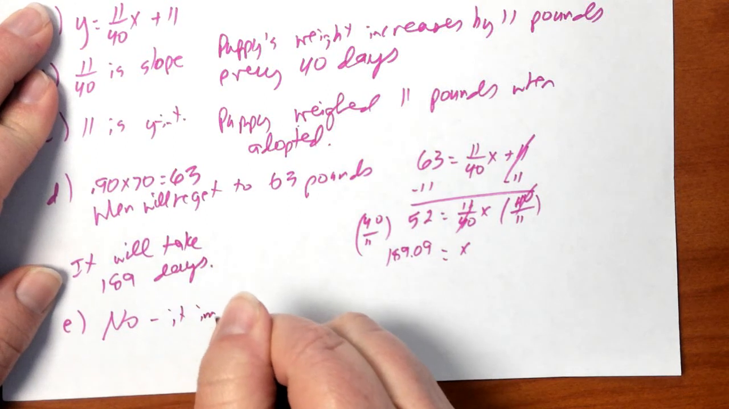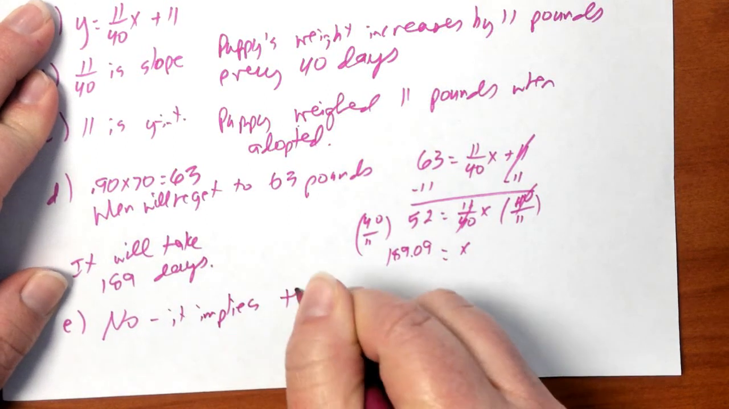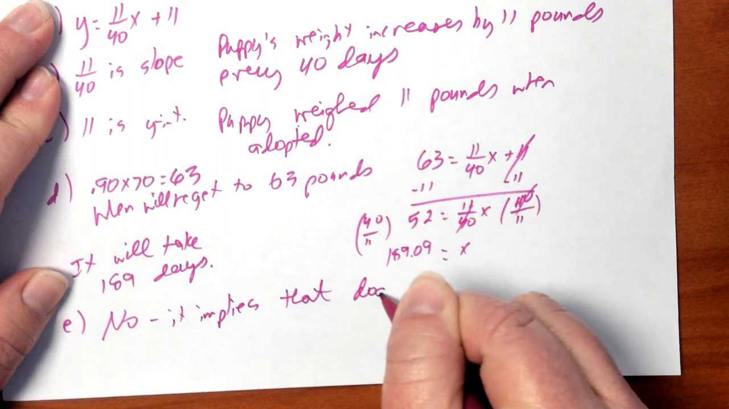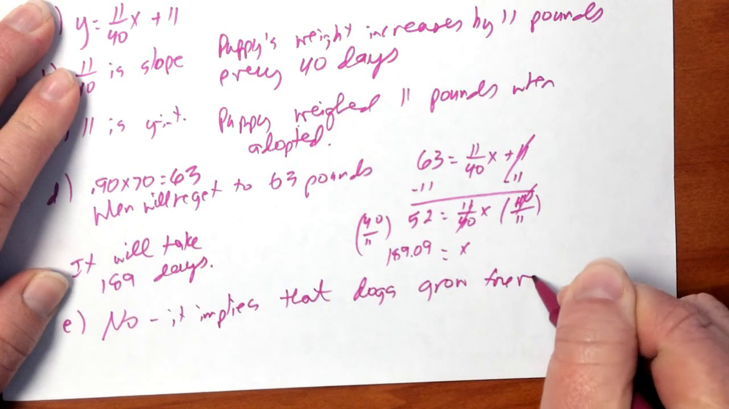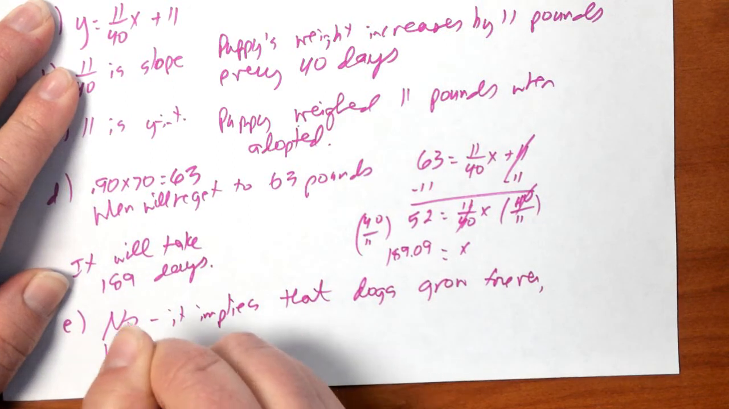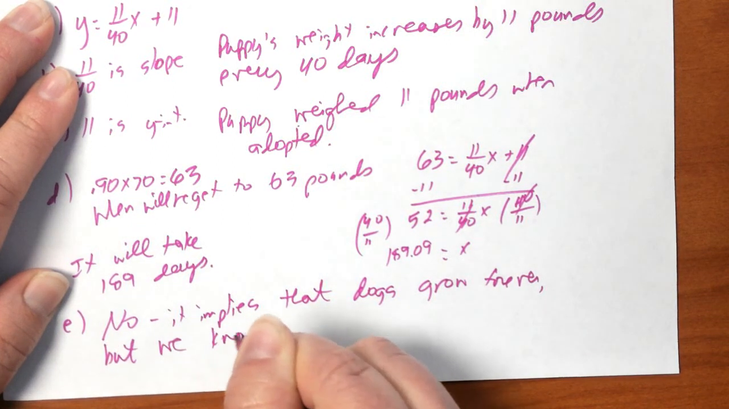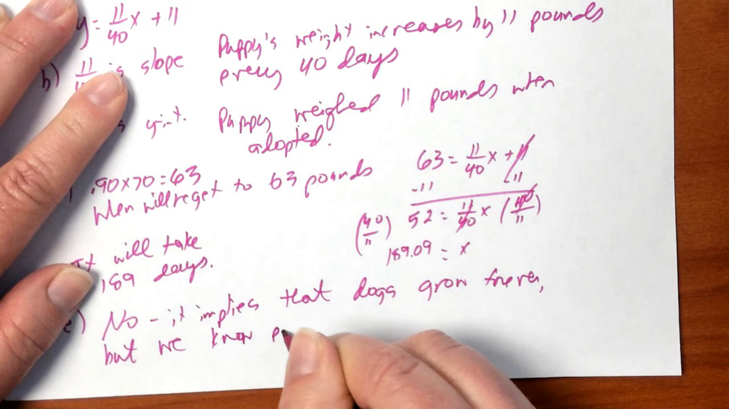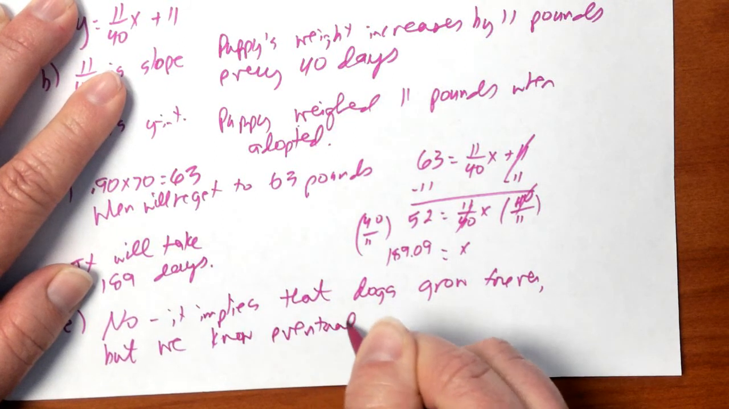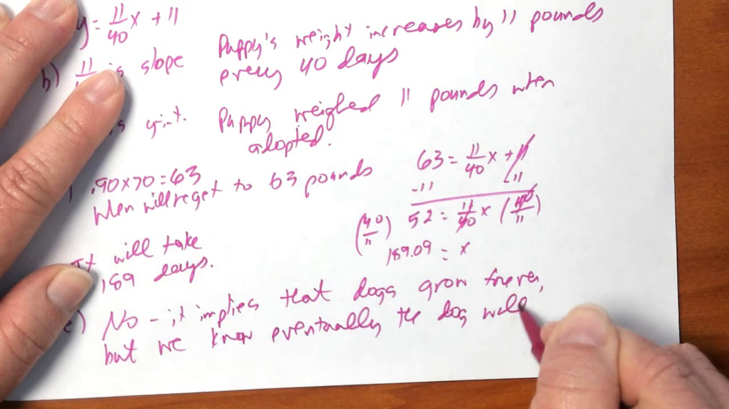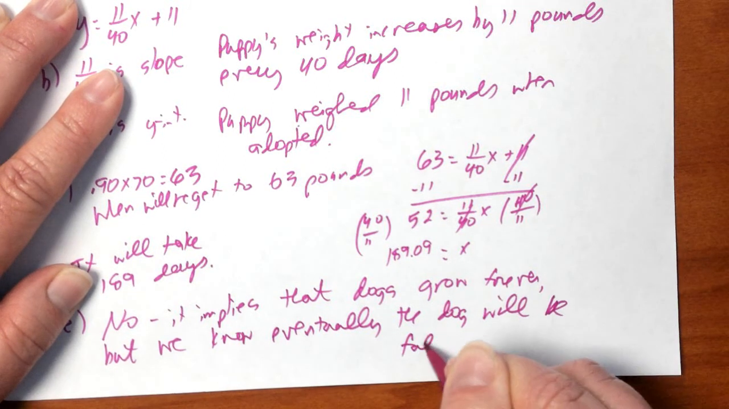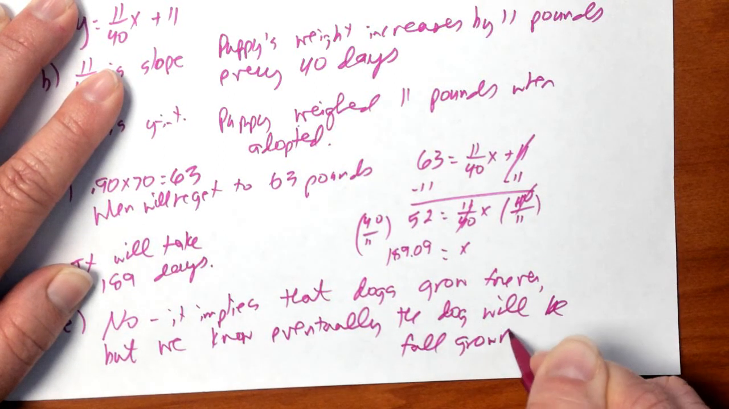It implies that dogs grow forever, but we know eventually the dog will be full grown and he won't grow anymore.